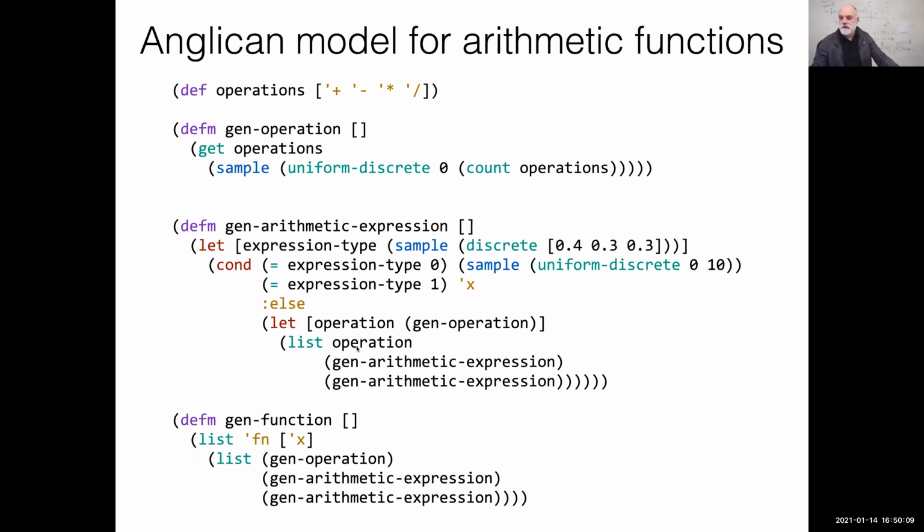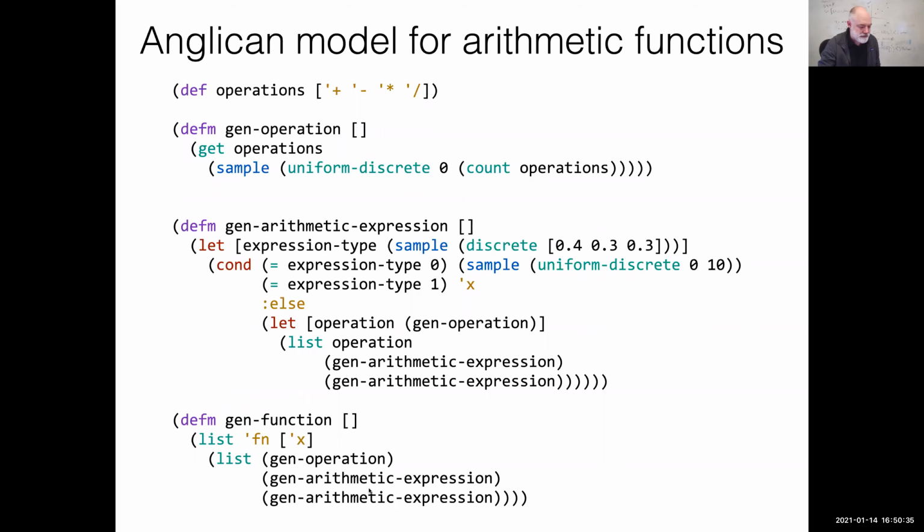Great question. I'll get to it in just a second. Where the list has an operation, which is plus, times, divide, whatever, and then you recursively call generate arithmetic expression, right? And then you generate a function by making a list with the symbol f in it, and then a list of arguments, which is x, and then you construct a list that starts with an operation and then recursively generates expressions, okay?